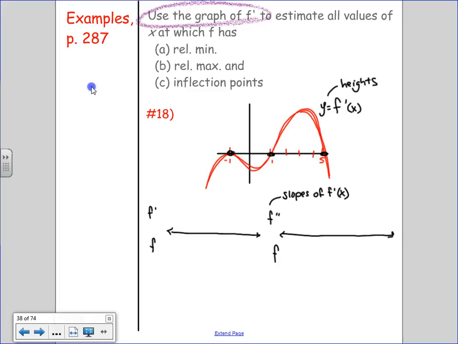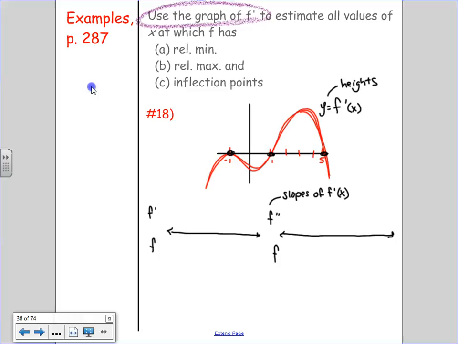How many of you guys think there's a relative min around zero-ish? If you think it's around zero-ish, what are you mistaking this graph for? Oh, f. Got it. If this was f, a max and a min and a max, and look, there's like a point of inflection here-ish and here-ish. It's not pre-cal. They're not giving you f. What are they giving you? f prime. So I can't say max, min, max.